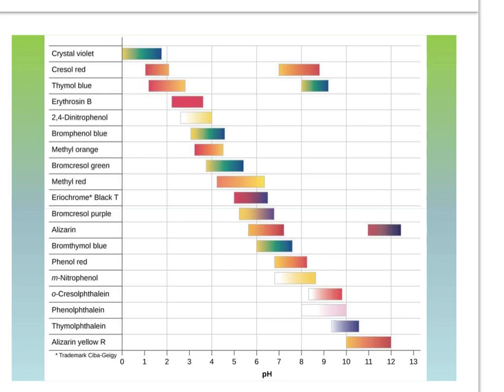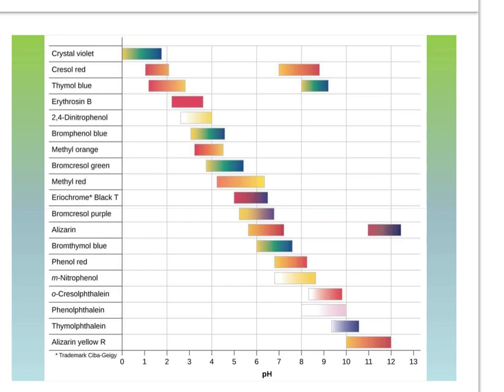So some indicators turn all kinds of different colors. For example, universal indicator can turn all kinds of colors of the rainbow. Those tend to have a lot of hydrogens that can be given off. And so every time you give off a hydrogen, it changes a different color or a different shade.